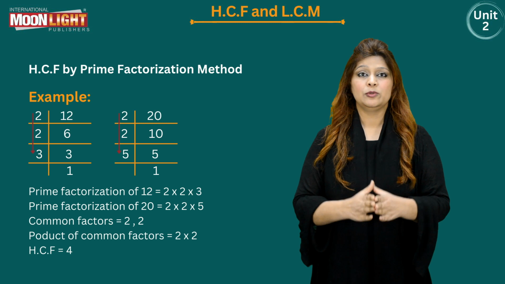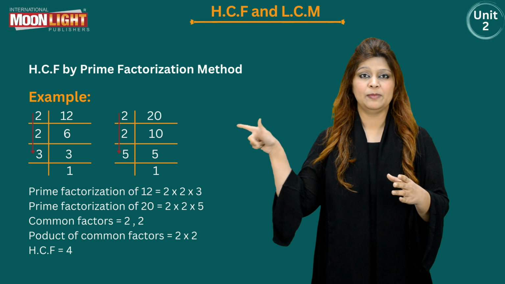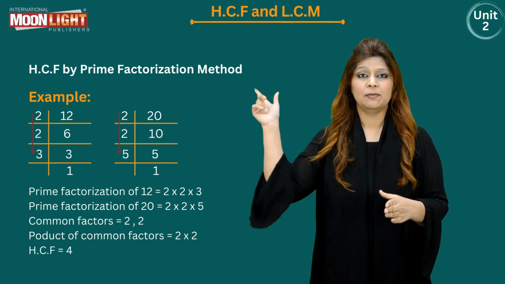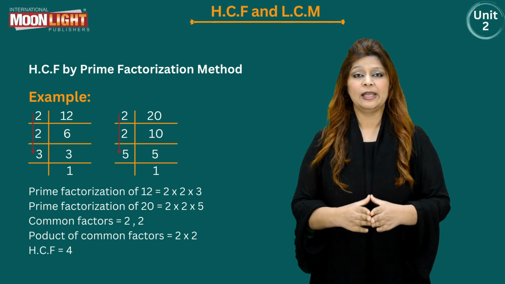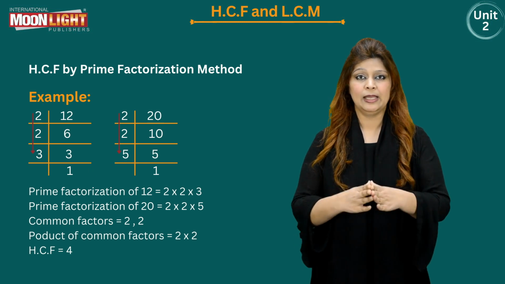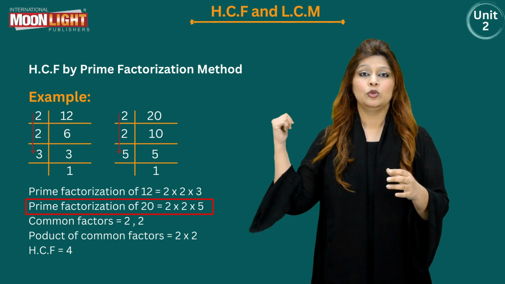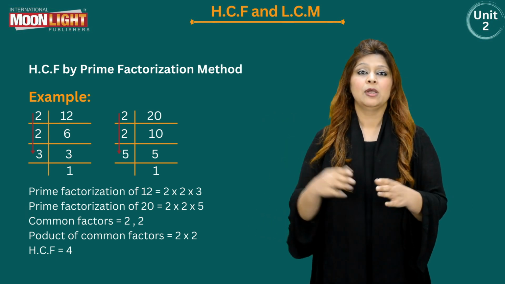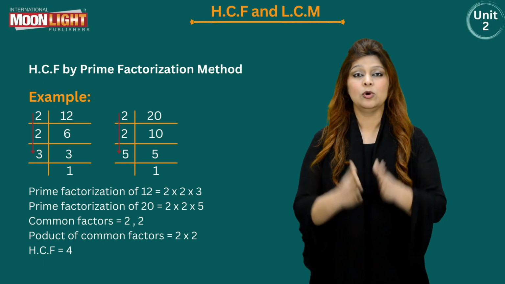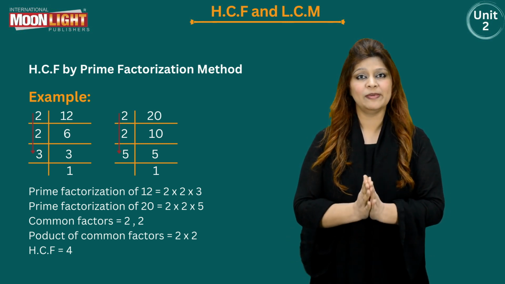Now, my dear students, 5 is a prime number. So, we are going to write it down over here and we are going to write 1 over here because 5 ones are 5. All of these numbers are prime numbers now. So, we can write it down as a product of prime numbers. So, we will write it down as prime factorization of 20 is equal to 2 into 2 into 5. Now, my dear students, as I told you that HCF is equal to the product of common factors. So, for that sake, we are going to find out the common factors.